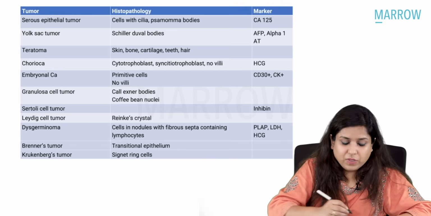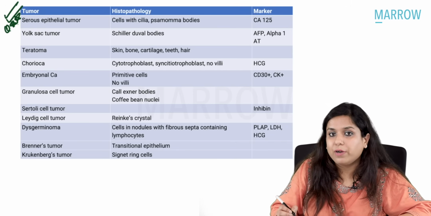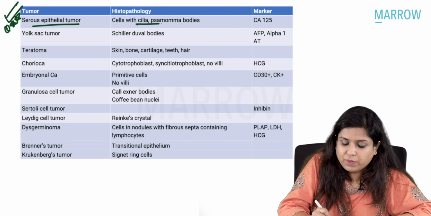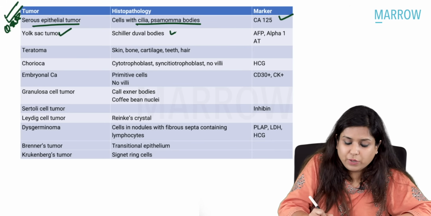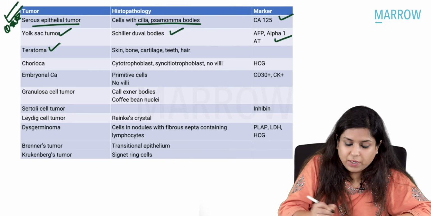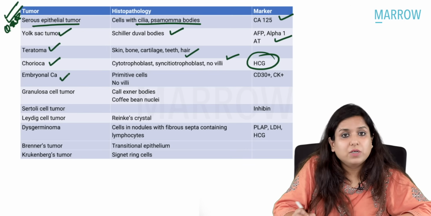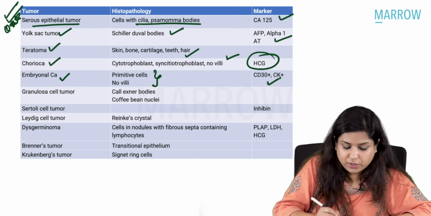This is the table which I have created for all of you. This is a very high yield table. A lot of MCQs can be asked from this, students. Serous epithelial tumors will show Psammoma bodies. CA125 will be the marker. Yolk sac tumor, Schiller-Duval bodies, alpha fetoprotein and alpha 1 antitrypsin positive. Teratoma, I have already told you. Choriocarcinoma, done already, beta HCG positive. Embryonal carcinoma will show primitive cells with no villi, CD30 and CK positive.